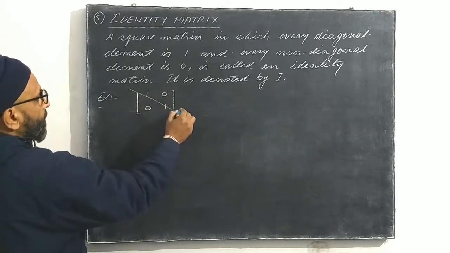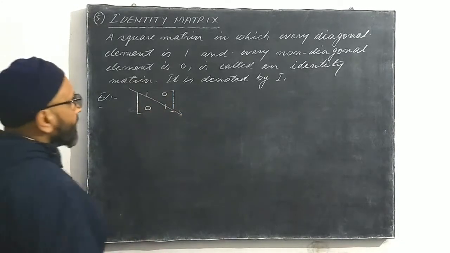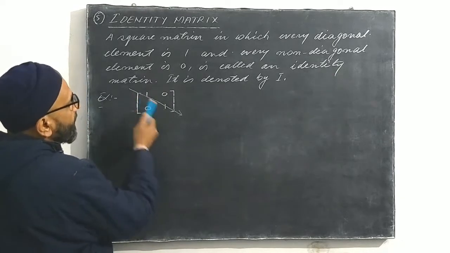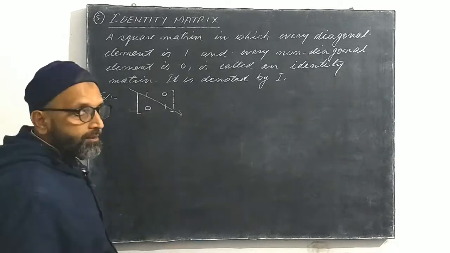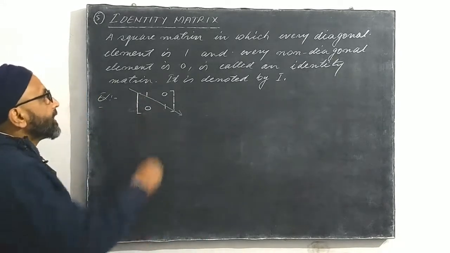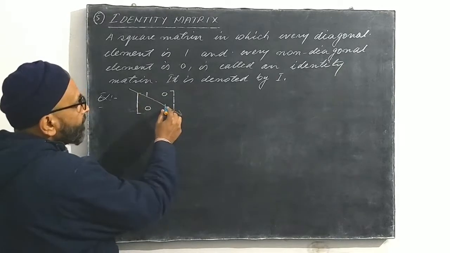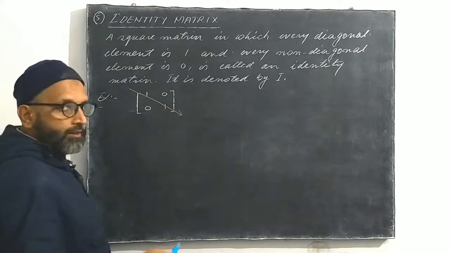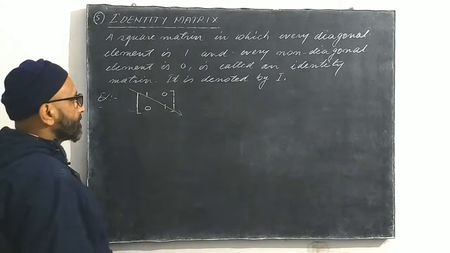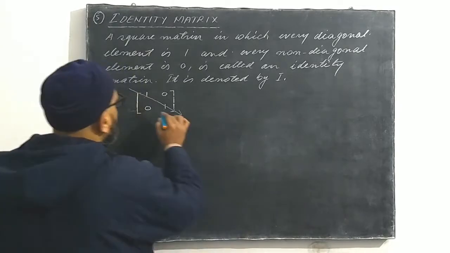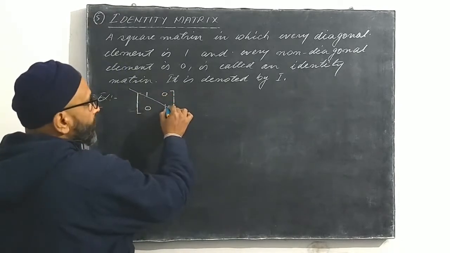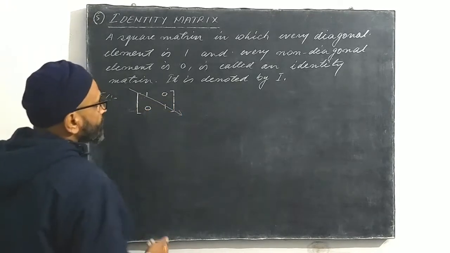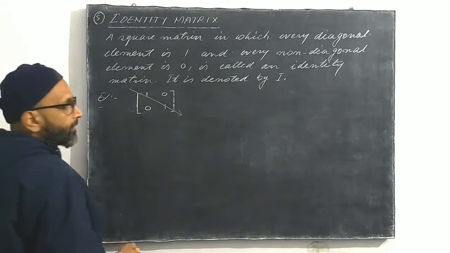This is called the diagonal of the square matrix, and if you see, the diagonal elements are unity. Diagonal elements means the elements lying in the diagonal. These are unity or 1, and these are called non-diagonal elements because these elements are not lying in the diagonal. So every diagonal element is unity or 1, and every non-diagonal element is 0. So this is called an identity matrix.